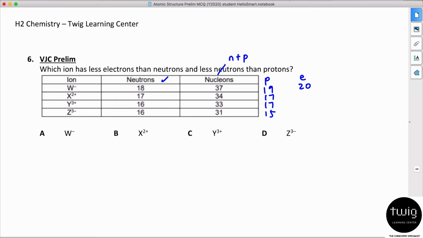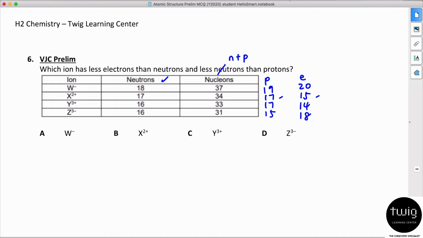X 2+ means it must have 2 extra protons compared to electrons, so the electron count will be 15, since we have 17 here. So 15 for 2+. Here will be 14. And 3-, which means it must be 18. So let's look at what is the possible answer for this.